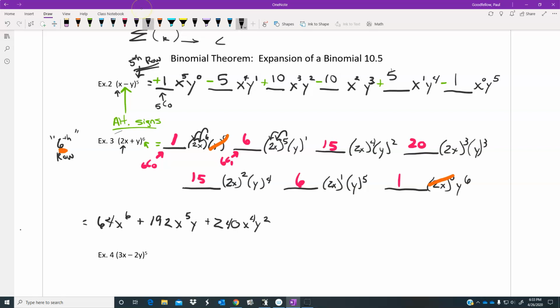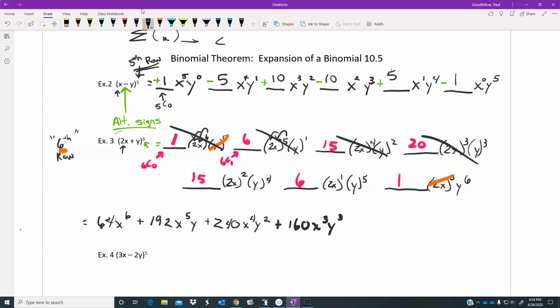Now, what I usually do is, once I get one done, I cross it out, so I know I've done those, and I can keep working my way down. 2 to the 3rd power is 8. 8 times 20 is 160. So 160x to the 3rd, y to the 3rd.